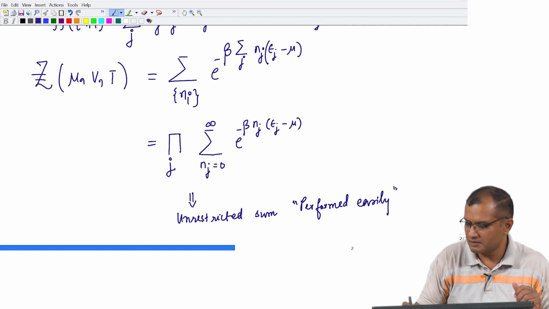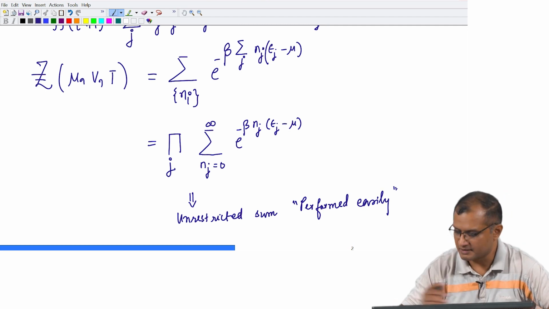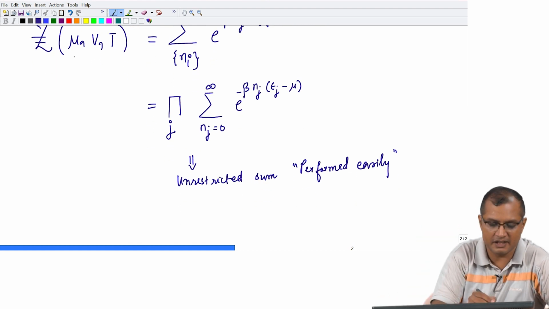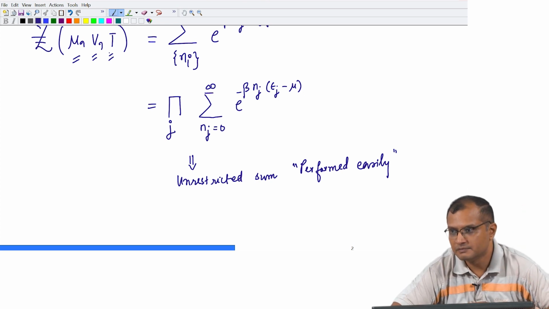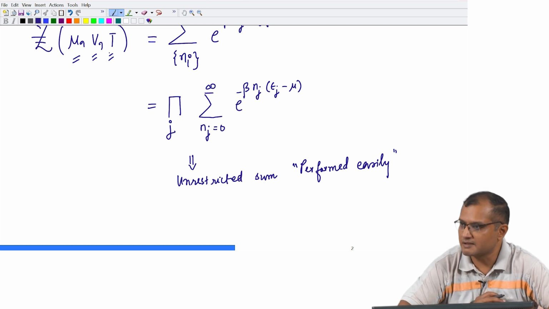Because I am not conserving the number of particles anymore. In the grand canonical ensemble, the number of particles is not conserved. What is conserved is basically chemical potential, volume and temperature, and that allows us to compute this sum in an unconstrained manner, which we could not do previously.